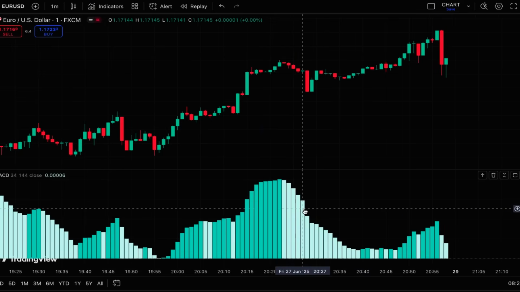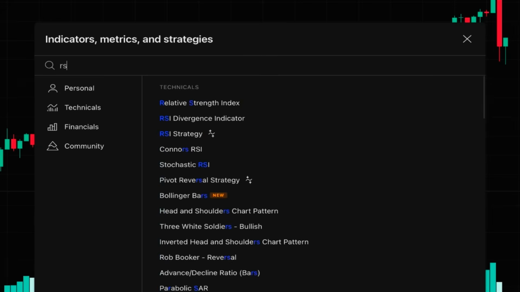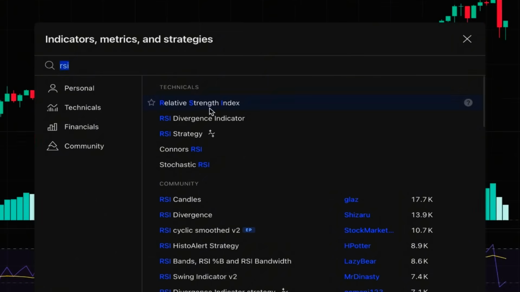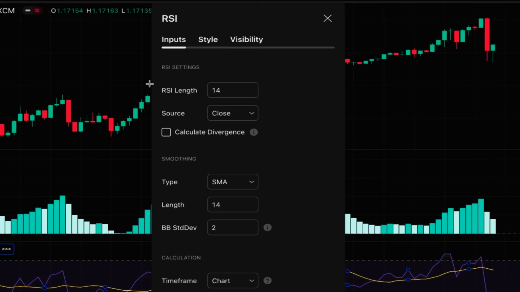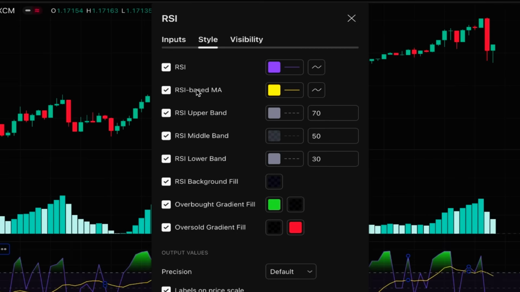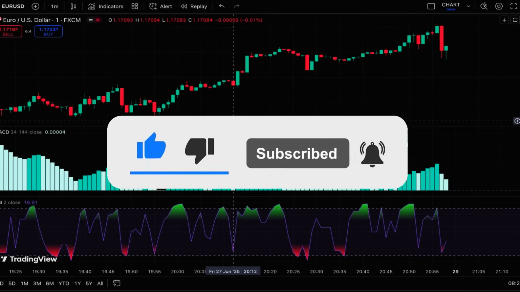And now we need to add the second indicator. So again, here we click on indicators and we search RSI, this one, relative strength index, and we need to change its settings. So we go to the settings of RSI, and first here in the inputs tab, for the RSI length we set it at 2, and then here in the style tab, here we remove RSI moving average, and here for RSI upper band we set it at 90, and for RSI lower band we set it at 10. Alright, everything is already set on the chart, and let's see how we trade based on this trading strategy.